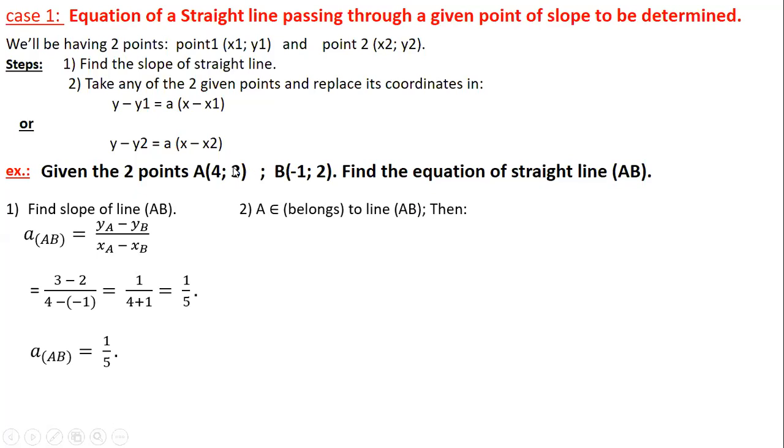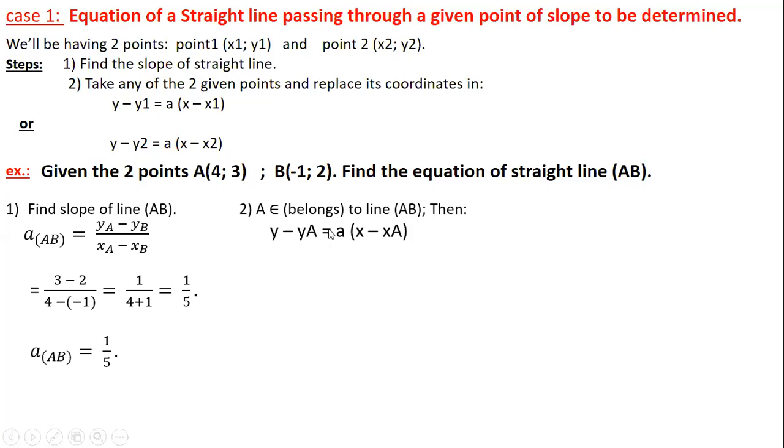So I have taken point A, I will use the first rule. I will write y minus ya equals slope into x minus xa. Ya is the ordinate of A. Xa is the abscissa of A. This slope is 1 over 5. I already calculated it here. I only replace now. Y, I keep it as it is, minus ya is what? It is a 3, so I replace a 3.